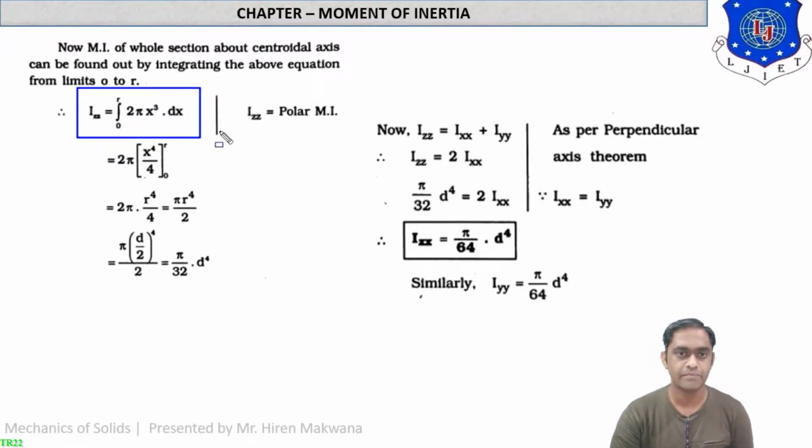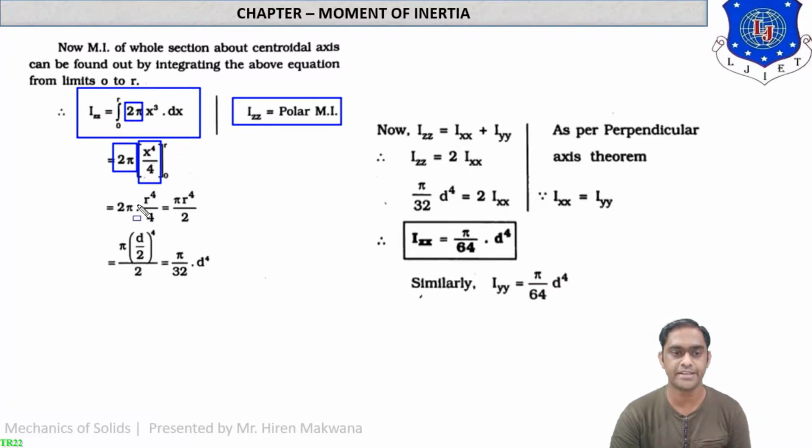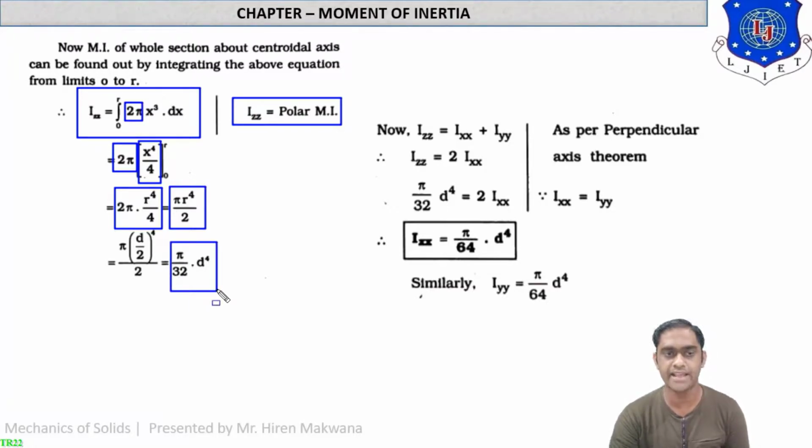By simplifying, Izz is known as the polar moment of inertia. 2 pi will be constant outside, and the integration of x cube will be x raised to 4 by 4, limit 0 to r. So you can replace x with r. So 2 pi into r raised to 4 by 4 means pi r raised to 4 by 2. If you convert radius into diameter, then r equals d by 2 whole raised to 4. So simplification will give pi by 32 d raised to 4. So it will be Izz.